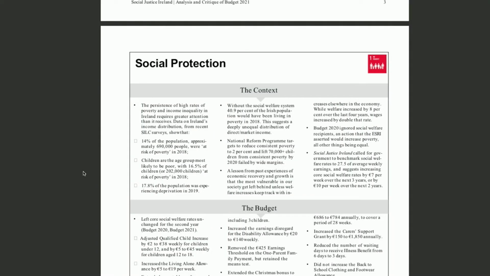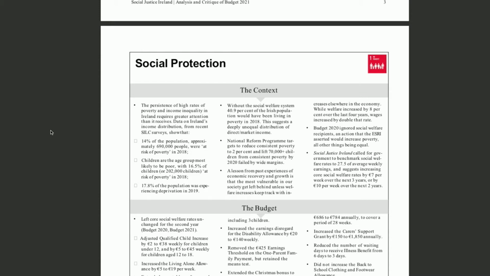Moving on then to page 14 and our main page around social protection. Again, we focus on the fact that for the second year in a row, social welfare rates have gone unchanged. And while we recognise and we welcome the measures to reduce child poverty, particularly in relation to the qualified child increase and the acknowledgement that there's a higher associated cost with older children, we welcome the fact that there was an increase in the living alone allowance.